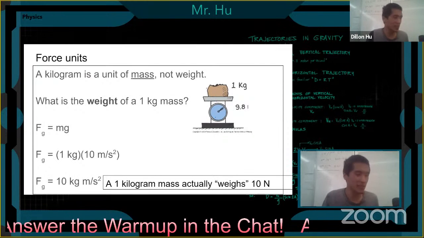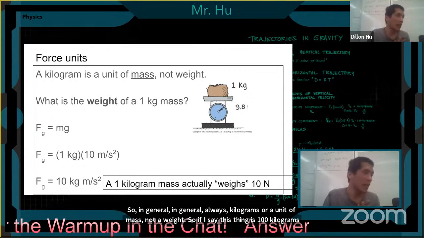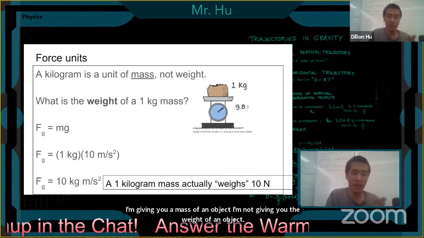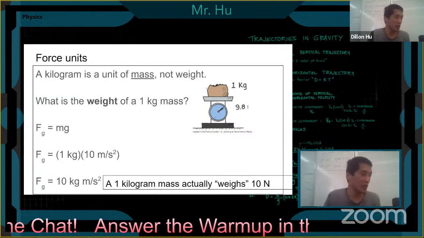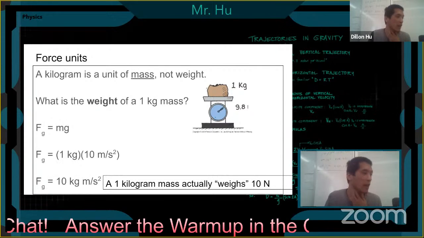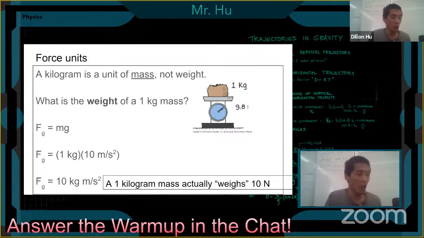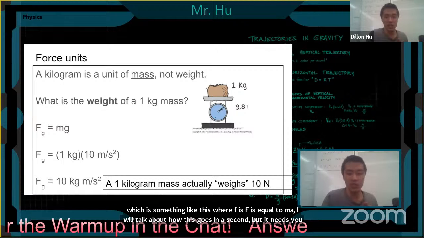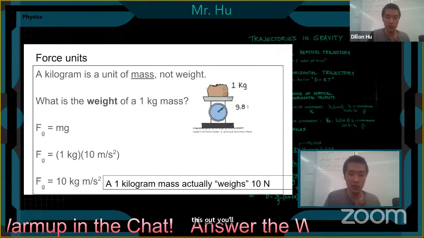I will talk about how this goes in a second, but if you do this out, you'll get that force is measured in kilograms times meters per second squared. In other words, the unit of force is the unit of mass, which is kilograms, times the unit of acceleration, which is meters per second squared. What we call a kilogram meter per second squared, we call a Newton. We'll talk about how you do F equals ma in the case of gravity, but this is just to show you where the units of Newtons come from.